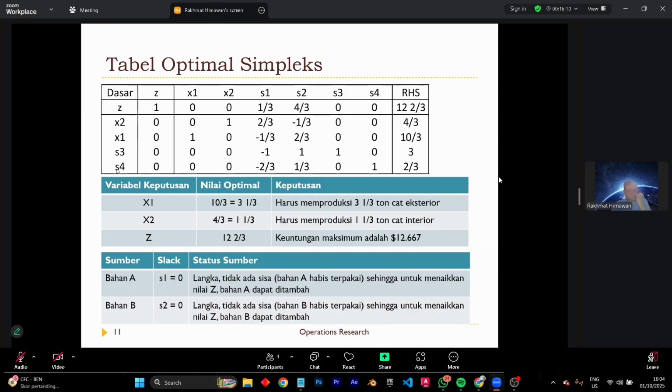which means S1 and S2 are 0. If there is no S1, S2 in here, that means S1 and S2 are 0. And what it means by S1 and S2 being 0 is there is no more left. All of the raw material A and all of the raw material B is 0 now. That means we have finished up the raw material, and that's why we stop, because we cannot produce more.